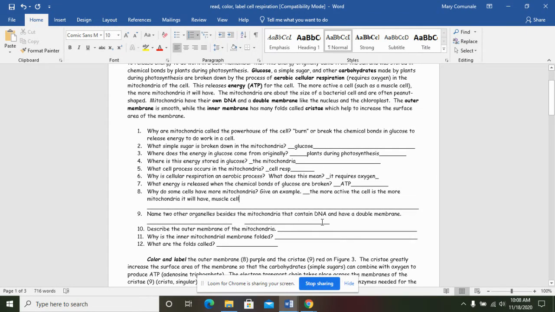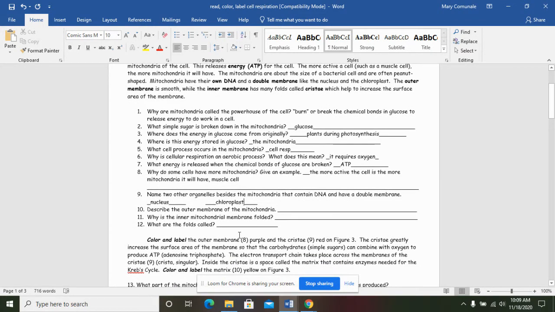Name 2 other organelles besides the mitochondria that contain DNA and have a double membrane. So the mitochondria are about the size of a bacterial cell and are often peanut-shaped. Mitochondria have their own DNA in a double membrane like the nucleus and chloroplast. The outer membrane is smooth while the inner membrane has many folds called the cristae, which help increase the surface area of the membrane. So describe the outer membrane. It is smooth, just like the chloroplast was.